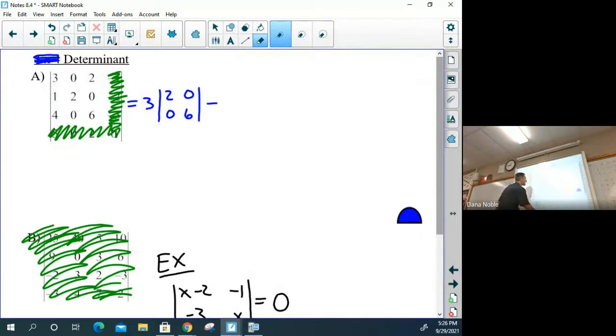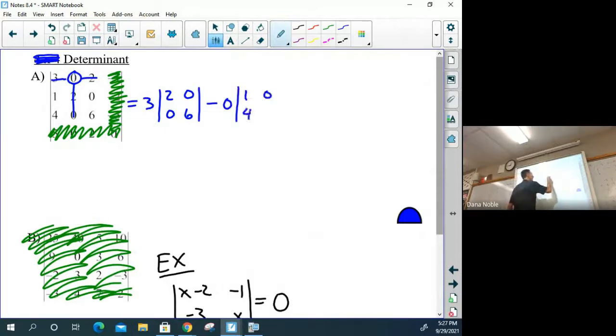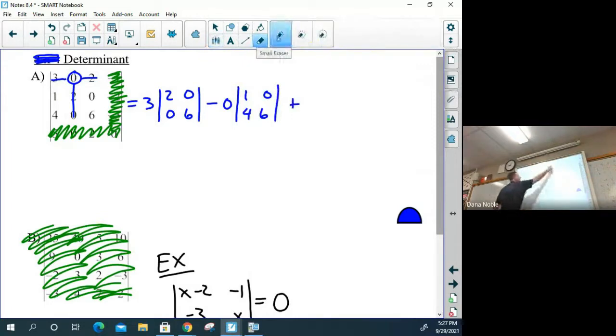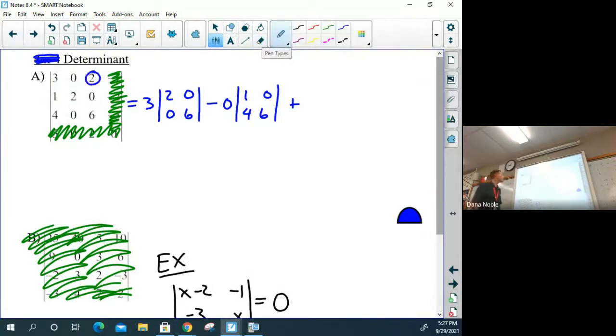Let's now circle the 0, cross out the row and the column that it contains, and it's going to give us minus 0, multiplied by 1, 0, 4, and 6. Close it, plus, come back over here, grab the eraser, circle the 2. Cross out the row and the column, 2, multiplied by 1, 2, 4, and 0.